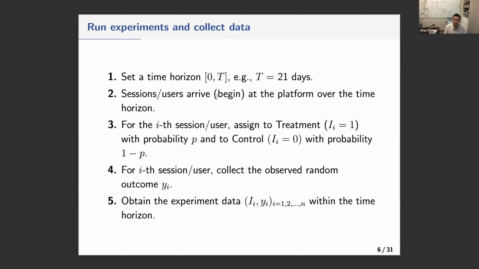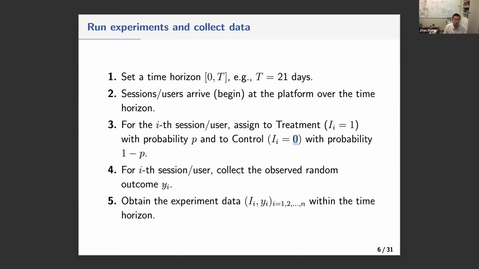They arrive at the platform, at the experiments, over this time horizon, and in the experiment phase the ith user is assigned to the treatment with probability p, and to the control with the rest of the probability. Of course, many A/B tests have more than one treatment, but here we use a single treatment versus control for ease of description. If assigned to treatment, we denote the indicator of the ith user as 1, otherwise 0. And then for the ith user session in the experiment, we collect the observed random outcome.